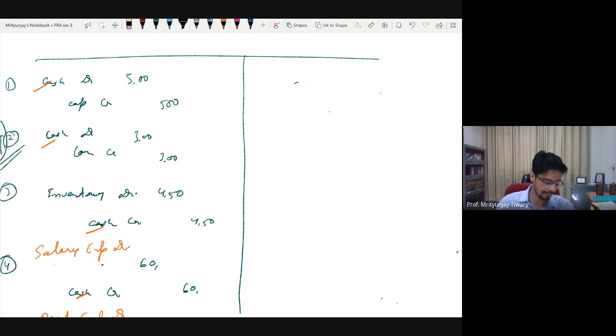So the process is as follows. We will go to each and every journal entry one by one and decide if we already have a T account, then we will enter this effect into the same T account. If not, we'll prepare it now. It may sound like a bit of an abstract statement, so let me demonstrate what I am talking about.